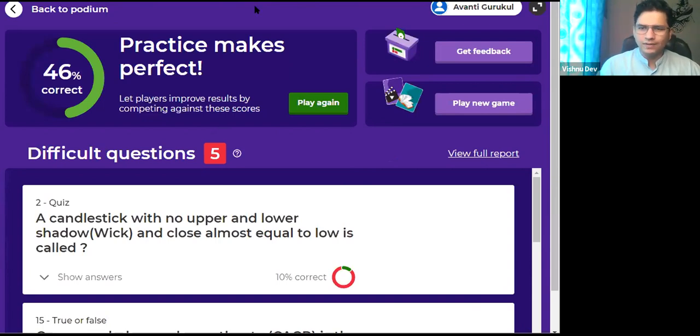Yes, Shrav. Support and resistance will be a separate class. Don't take tension. Right. When we discuss volume, we will discuss support and resistance once again. Okay?